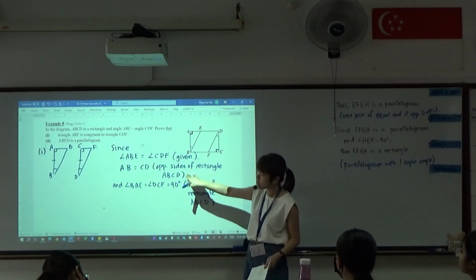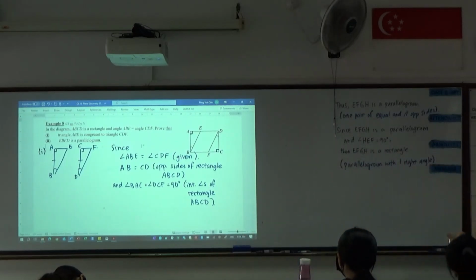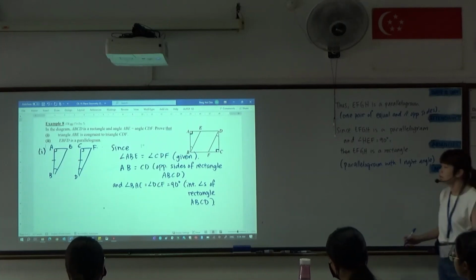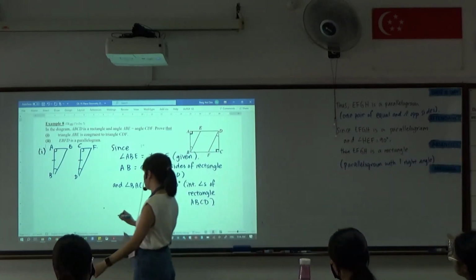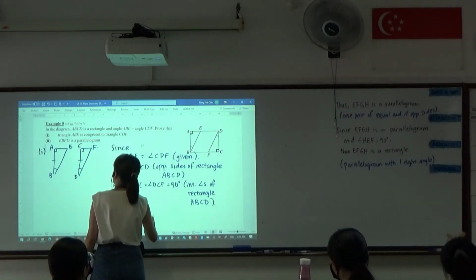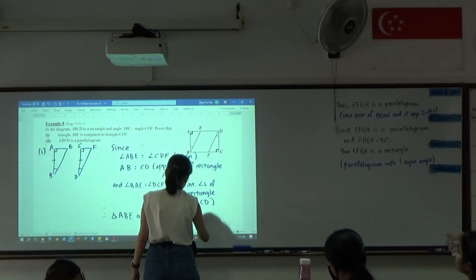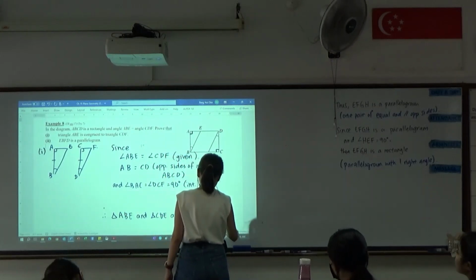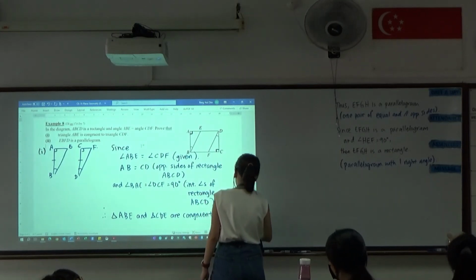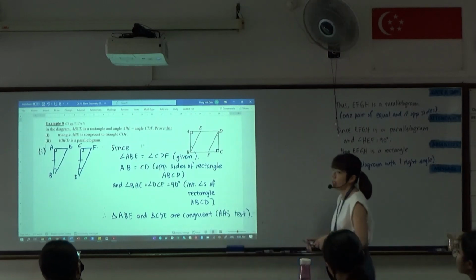Opposite sides of rectangle and interior angles of rectangle. And therefore we can conclude that the two triangles are congruent by your AAS test.